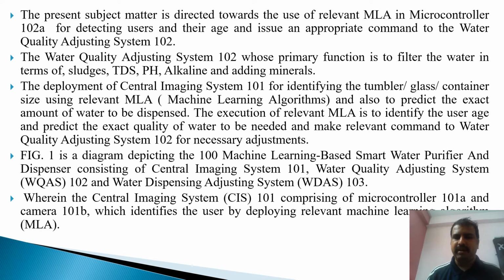So once the set quality of the water is prepared and it is ready for dispense, then a relevant machine learning algorithm, that is the YOLO algorithm, will identify the tumbler size and thereby identify the quantity of water which is to be dispensed into it. Based on that command and the outcome of the machine learning algorithm, the valves of the water outlet are operated such that the water dispensing adjusting system 103 will act accordingly, right?